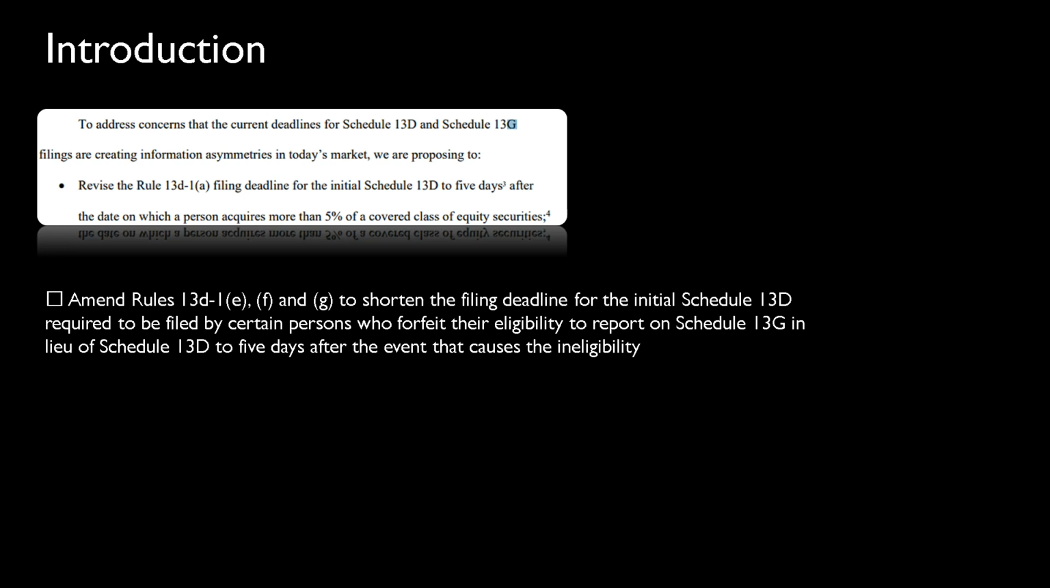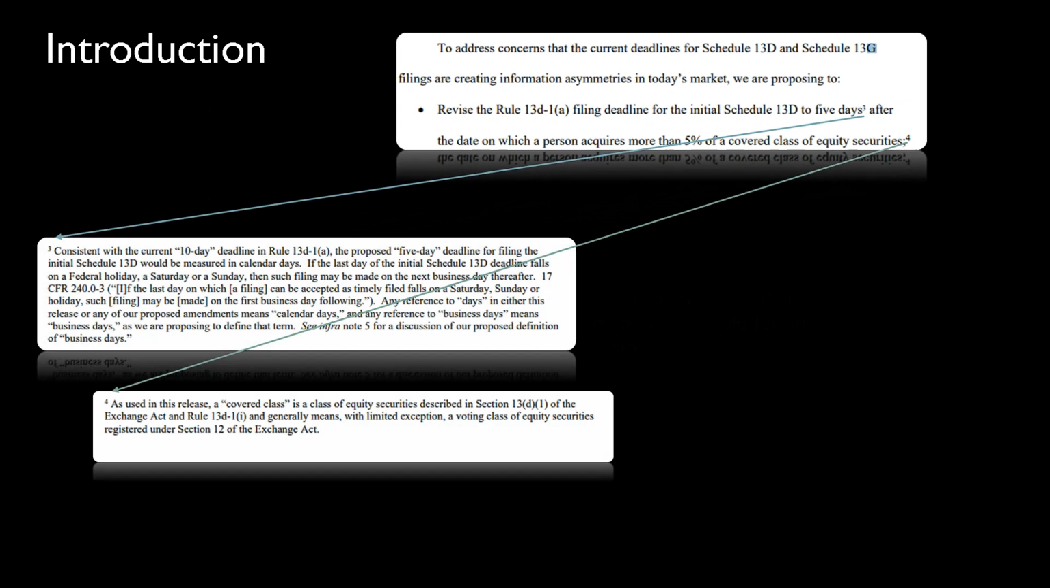Now, the super notes here, super note 3, it explains this little sentence here: consistent with the current 10-day deadline in Rule 13D-1, Paragraph A, the proposed 5-day deadline for filing the initial Schedule 13D would be measured in calendar days. If the last day of the initial Schedule 13D deadline falls on a federal holiday, a Saturday or a Sunday, then such filing may be made on the next business day thereafter.